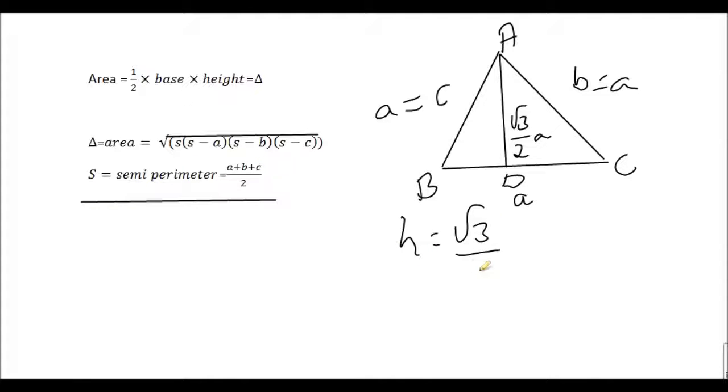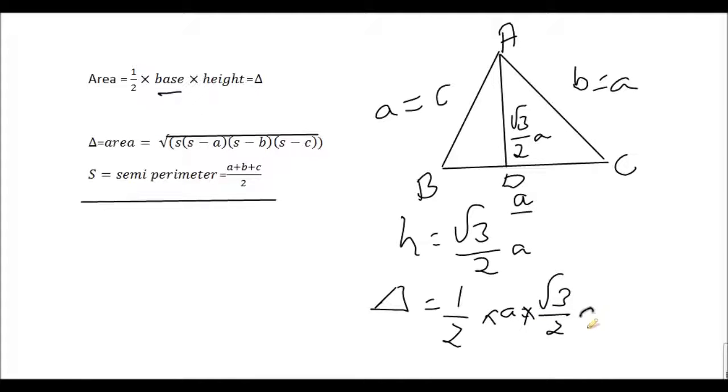You can use the same formula there. The area, delta, for an equilateral triangle is equal to half into base. The base is this a only, BC. So it is half into a into root 3 by 2 a. If you multiply half into a into root 3 by 2 a, you will get root 3 by 4 a square. So the area of an equilateral triangle is root 3 by 4 a square.